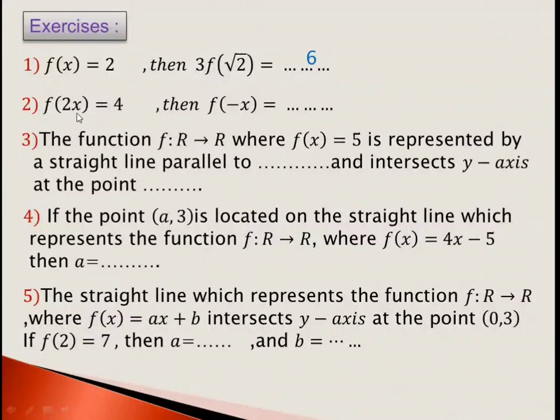Here also is a constant function. The image of any element belonging to the domain is 4 because 4 is the constant. That means f of negative x is also 4.